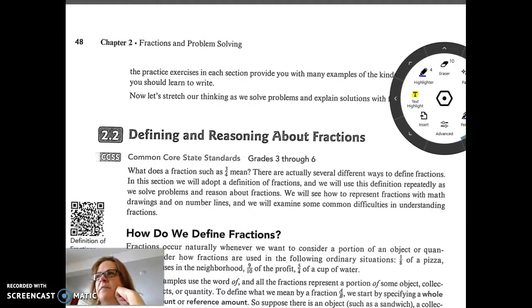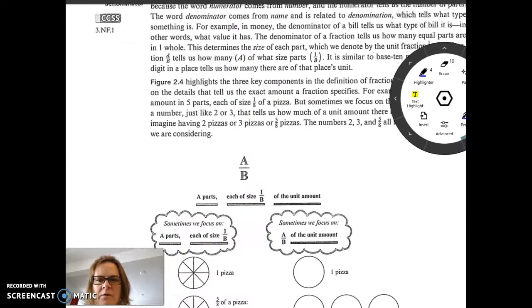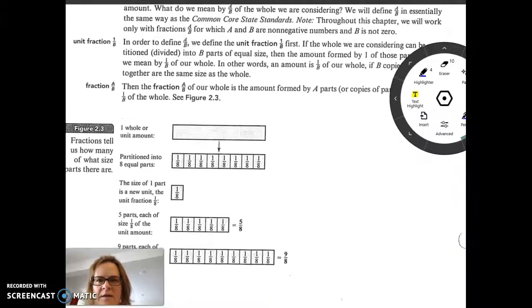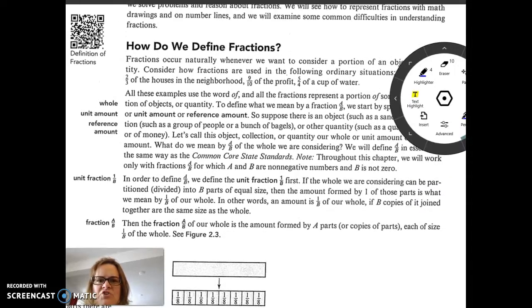I'm going to talk about the homework from this section on fractions. The thing that I want to point out before I get started on going over the homework problems is this definition of fraction that we're going to use. So make sure that you are reading this section if you haven't already done so, and paying particular attention to the definition of fraction.